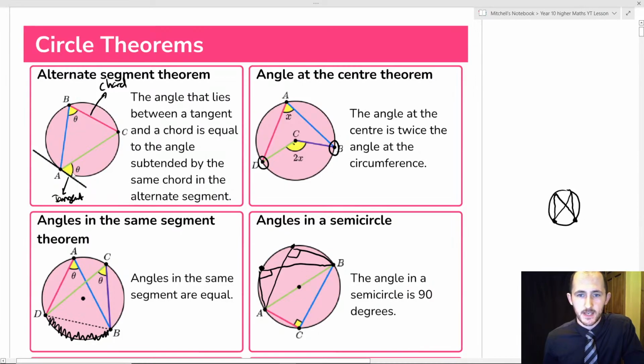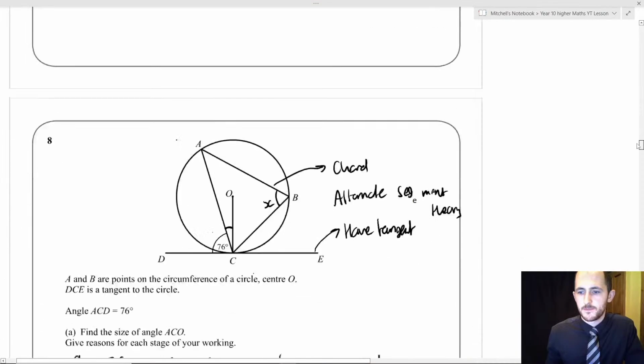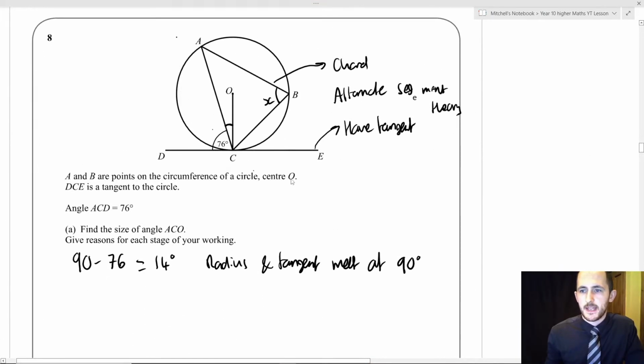Right? So can you see these guys are opposite each other? They're the same. These two angles would also be the same. Okay? So if I go back down to the question, if you look here, we have a very similar setup to the second thing I said. So x is actually going to be 76 degrees.